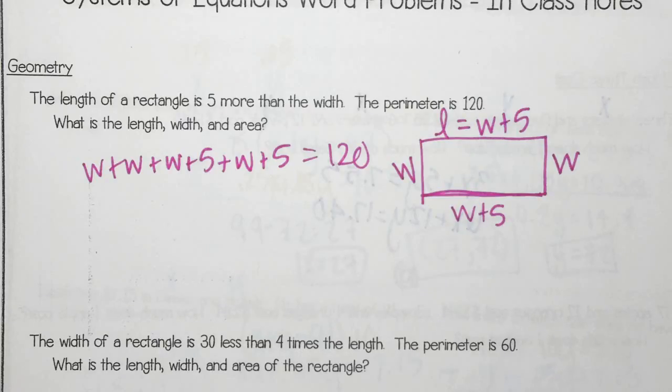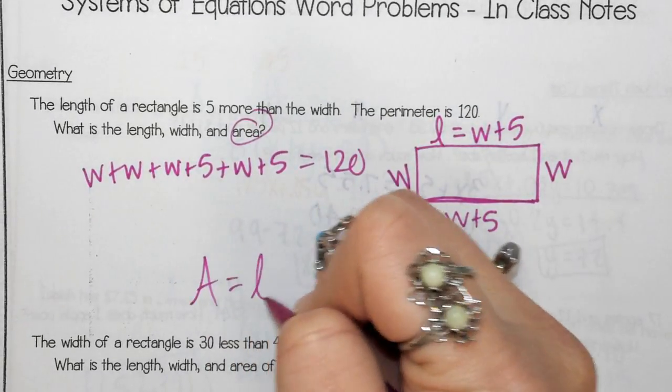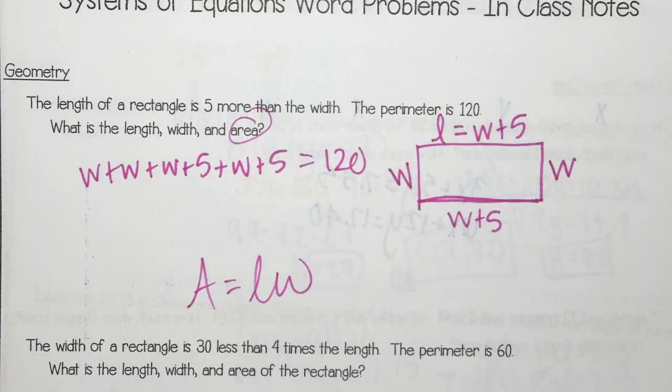Find the letters. How about that? Is that better? Find the letters. And then to get the area, you just multiply length times width. That's it. And it's okay to get a decimal.